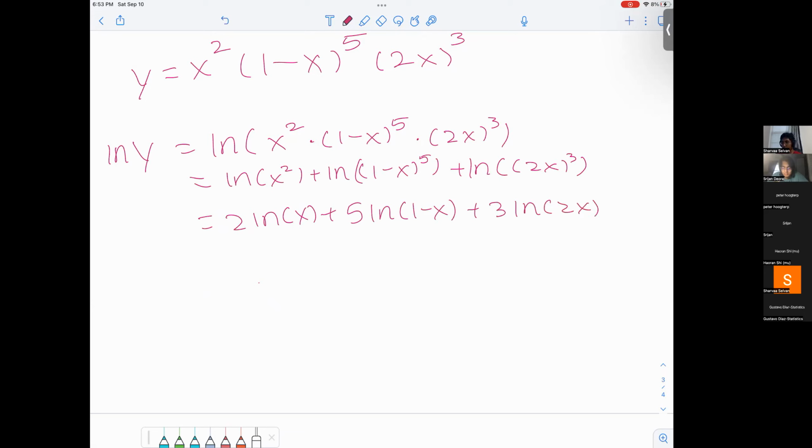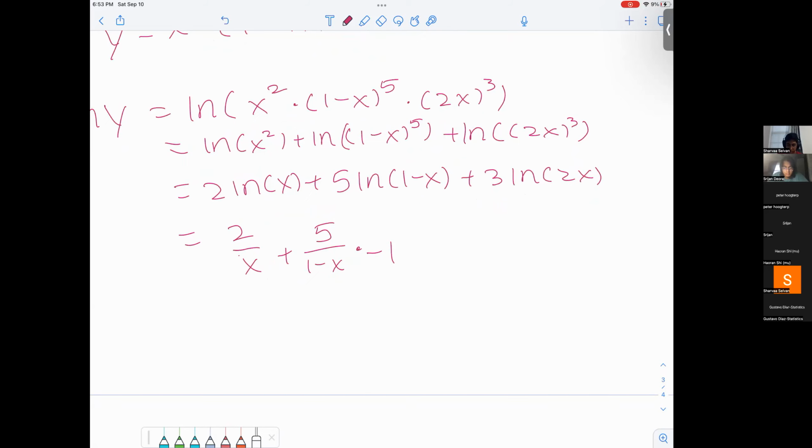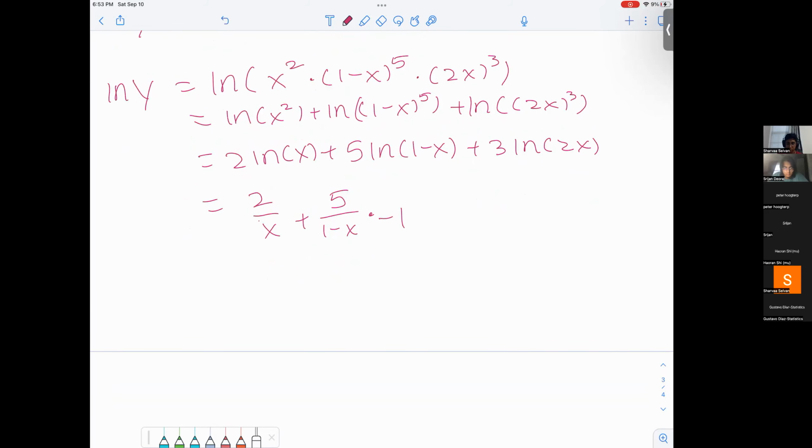Okay, now let's take the derivative of the right side. Well, what do we get? If we take the derivative of the right side, you get 2 over x, right? Remember, the derivative of ln of x is 1 over x, plus 5 over 1 minus x. But remember what we said about chain rule. Once you take the derivative of the outside and plug in the inner function, you have to multiply times the derivative of the inner function. In this case, the inner function is 1 minus x, whose derivative is -1, plus 3 over 2x. But remember, you multiply times the derivative of the inner function, which is 2. So you get 3 over 2x times 2.